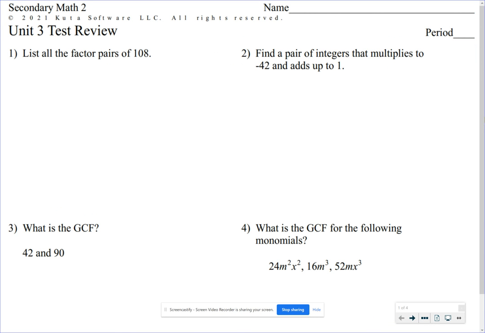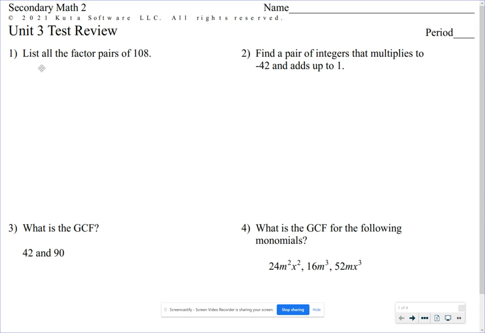Okay, today's video is the Unit 3 test review. And I'm just going to dive right in. So problem number 1, list all the factor pairs of 108.